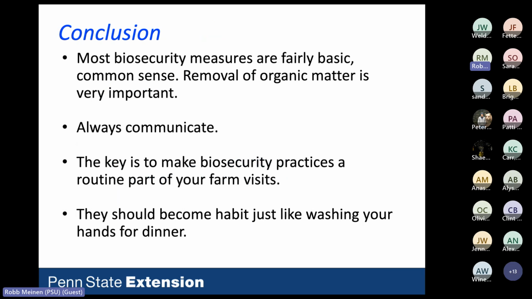So in conclusion, biosecurity is fairly common sense stuff, right? Removal of organic matter is very important. Always communicate with the producer. Always make sure everybody knows all the protocols and how we should act. Understand those lines of separation. The key to biosecurity practices is making it part of your routine when you visit a farm, and it should become a habit, like washing your hands for dinner. So I think that wraps me up.